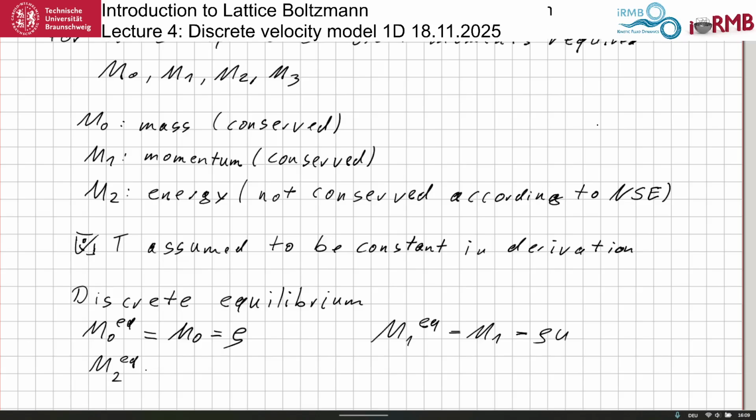M2 equilibrium. So we have calculated this before. This was rho times CS squared plus u squared, right. Okay, now the problem is we actually also want to have this thing here, which we also already calculated, and what we found here is that this comes out as 3u rho times CS squared plus u squared.